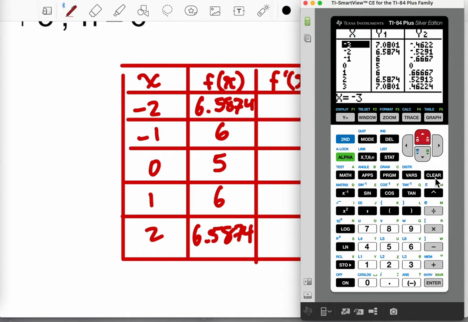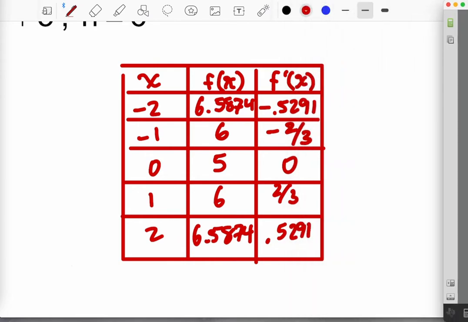Then for the derivative values, -0.5291. The next one would be -2/3, so I'm just going to write that. If it's obviously a recognizable decimal, then go ahead and just write the fraction that corresponds with that decimal. Just save yourself the energy. 0, +2/3, 0.5291. I'll move the calculator in a sec. I'll just go 4 decimal places. That's fine. So now I have the table.